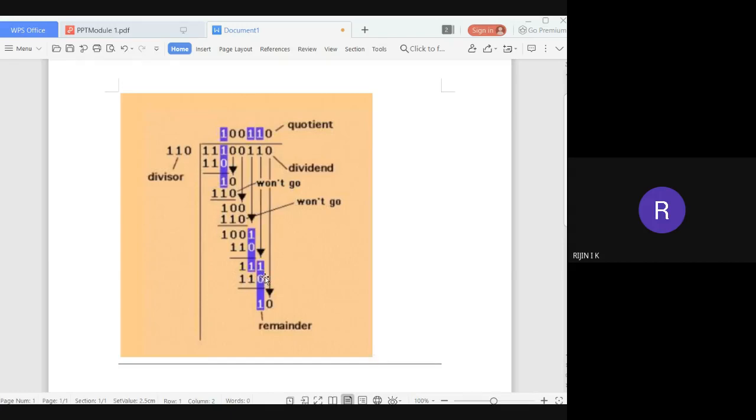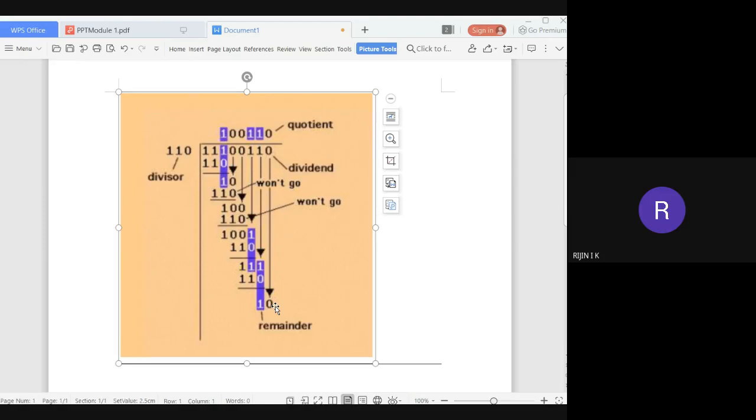Again try to subtract the divisor from the dividend. Here the dividend value is 111 and the divisor value is 110. So try to subtract, and you will get 1 here, because it is possible to subtract. Then the subtraction result is 1. Then here it is not possible to subtract, so you can place 0. Then finally the remainder will be here. So this is the logic.